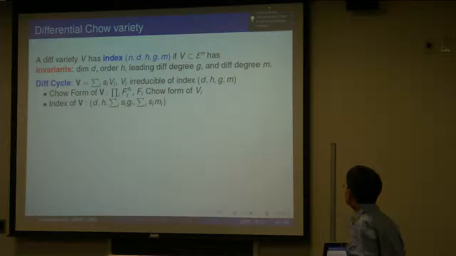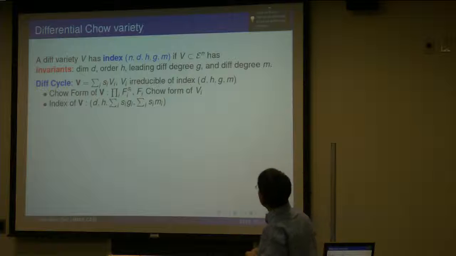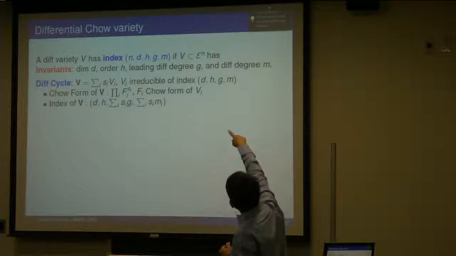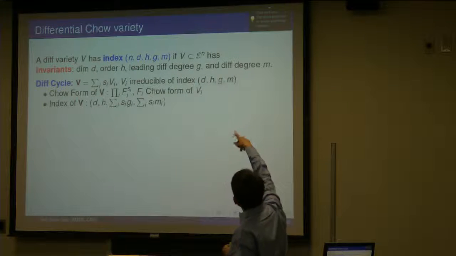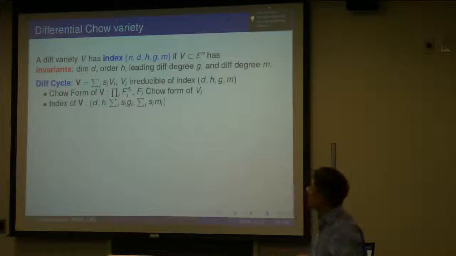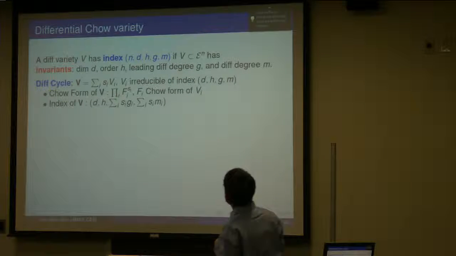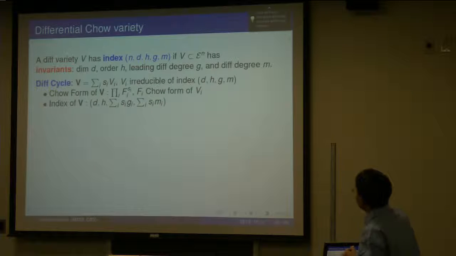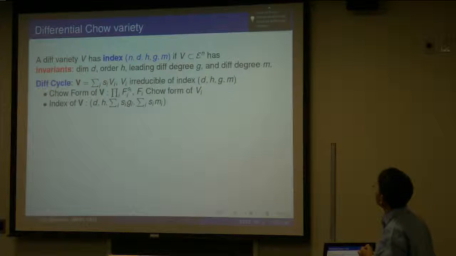So where is n? N is, we consider everything in the affine space of dimension n. That's the space. So n is fixed. Any n. Yeah, let's fix the space.